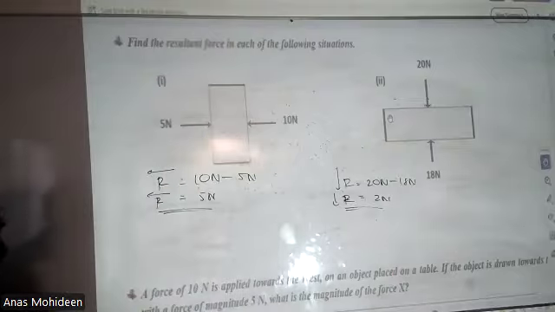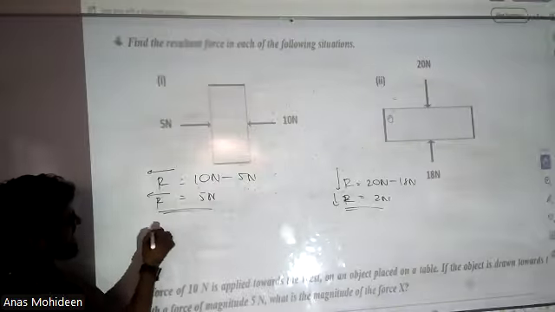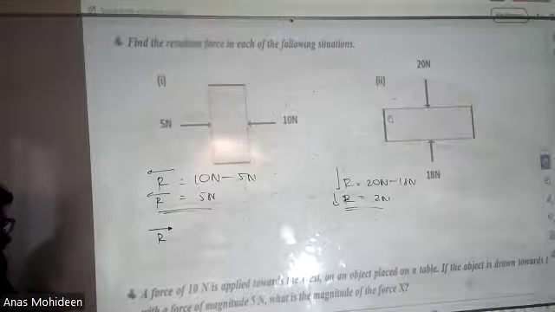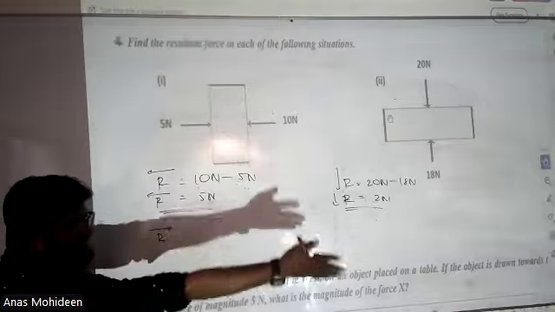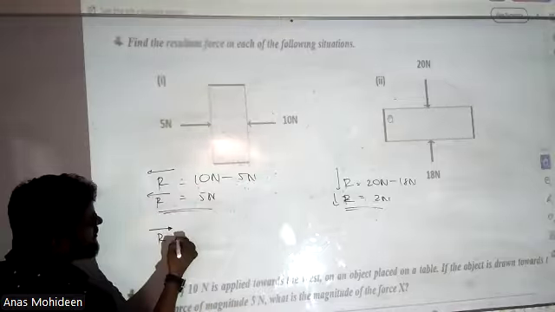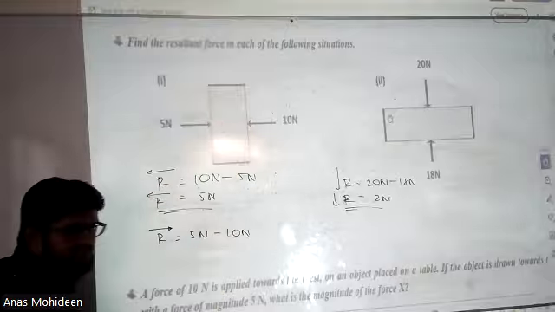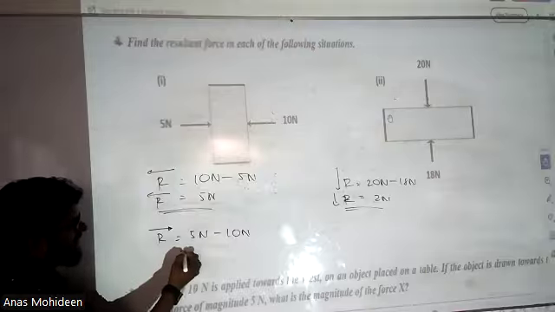Now let's say someone asks, what if I take the direction to the right? It doesn't matter. Anyhow, the final answer is going to be 5 Newton. How it works? Look at this. Let's say you take the right, then 5 Newton will be plus, and 10 Newton will be minus. Correct? Now what will be the answer?